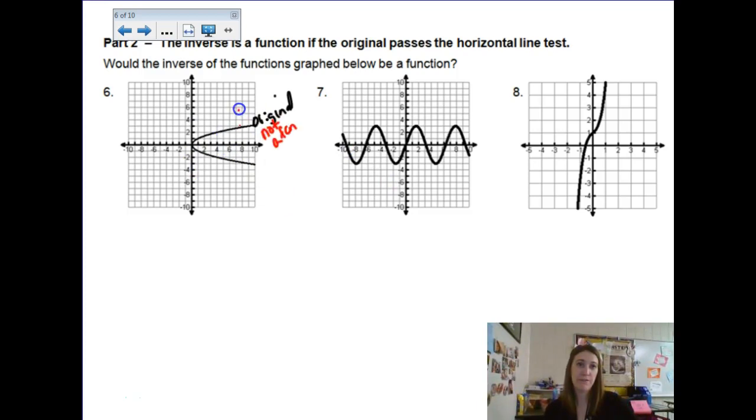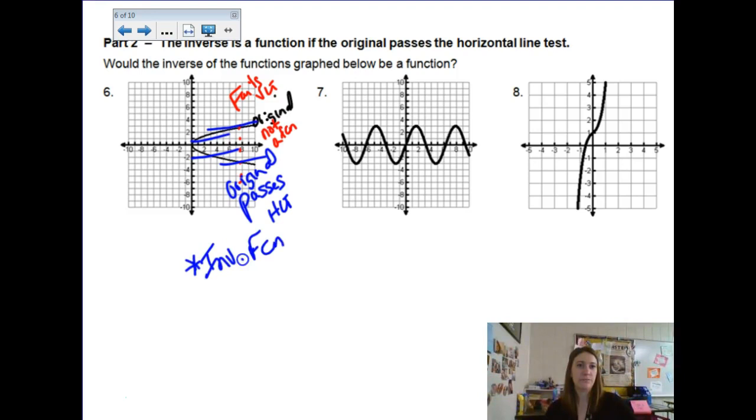Because notice this guy would fail the vertical line test. So the original isn't even a function. However, he does pass the horizontal line test. Those are supposed to be horizontal lines. So the original passes the horizontal line test. What that means is that there is an inverse function. The inverse is a function.